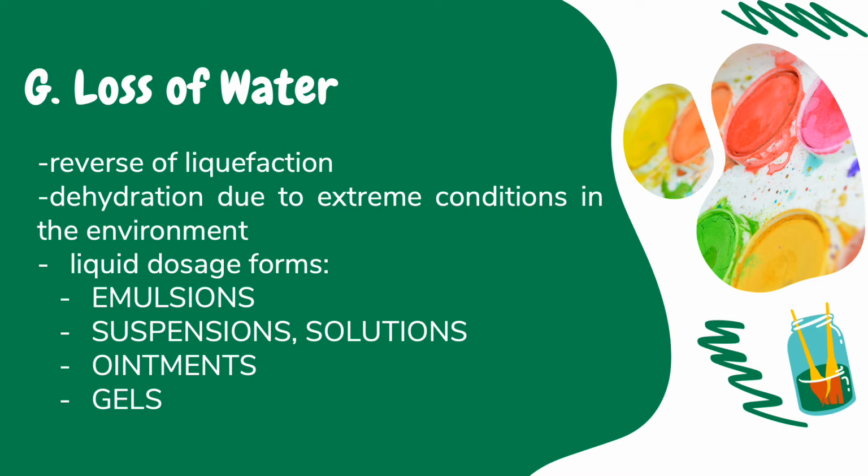So emulsion can undergo phase inversion in oil-water mixture. That is called cracking. For suspensions and solutions, if there is loss of water, there might be an increased potency. For ointments, it can result in crumbling, and for gels, it can result in syneresis. We can manage loss of water by storing our drugs in tight containers and storing them in correct conditions, and by adding humectants.